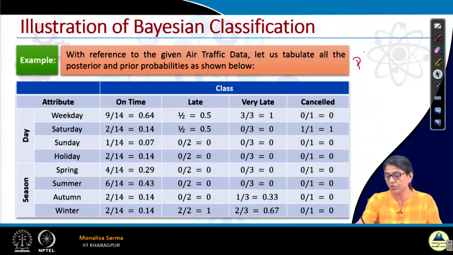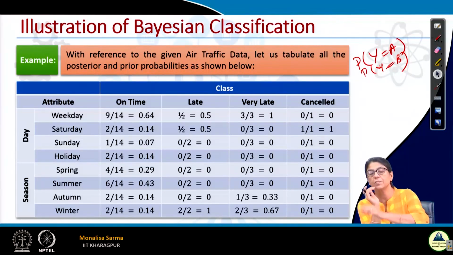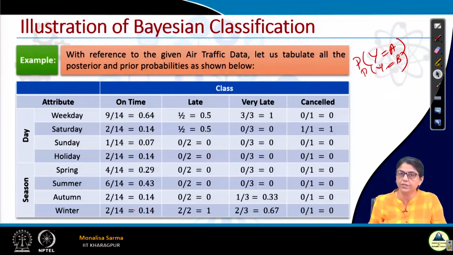In the example I have just shown, we found the prior probability of y equals a. So we can also find the prior probability of y equals b. This I am calling the prior probability. So what are a and b? These are nothing but the classes. Here, which are my classes? On time, late, very late and cancel. So I will have to find the prior probability of on time, late, very late and cancel. Now how do I find the prior probability of on time? It is in the next slide.